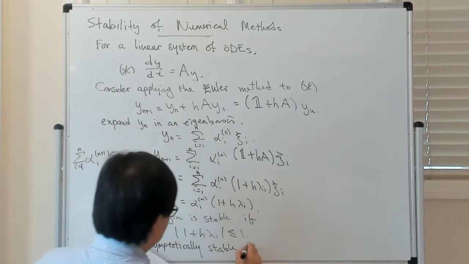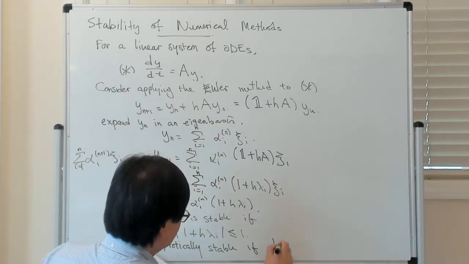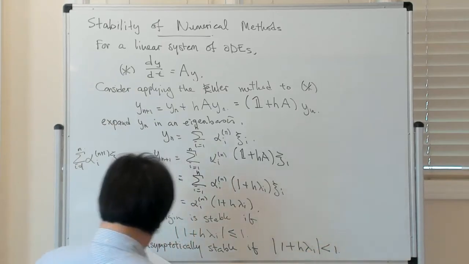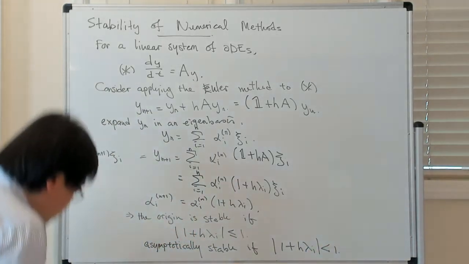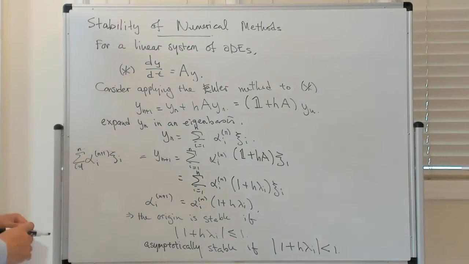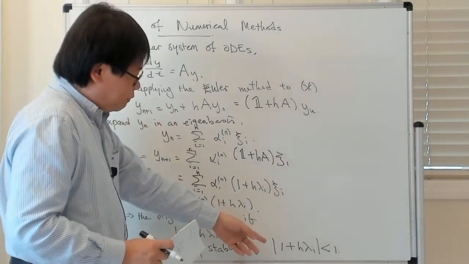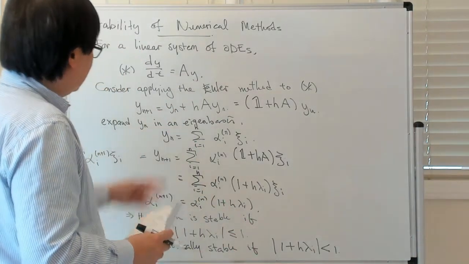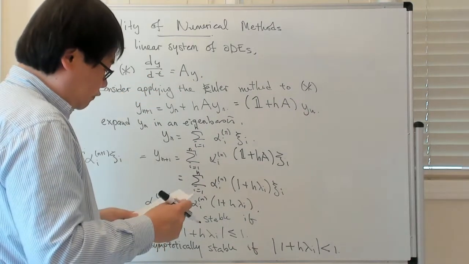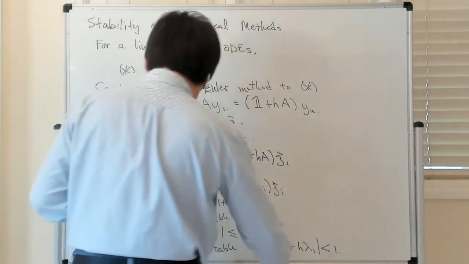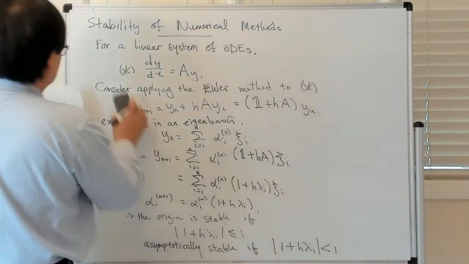If the modulus of 1 plus h lambda I is strictly less than 1. Okay, all right, so that tells you something then about the stability properties of your Euler method when you apply it to this linear system of differential equations. So let's look at that more carefully now.